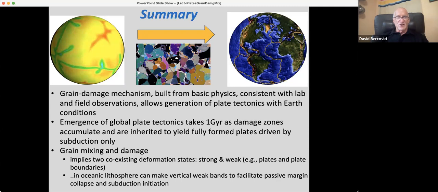And then we dove into looking at some of the physics of grain mixing and what it might be able to tell us, both at the laboratory scale, allowing us to do better comparison with experiments, and also saying something about how a subduction zone might have initiated in a passive margin. And at that, I will stop. Thank you very much for your patience.